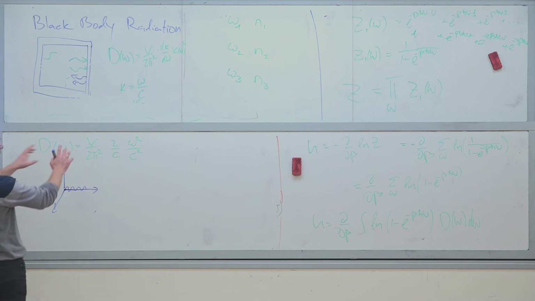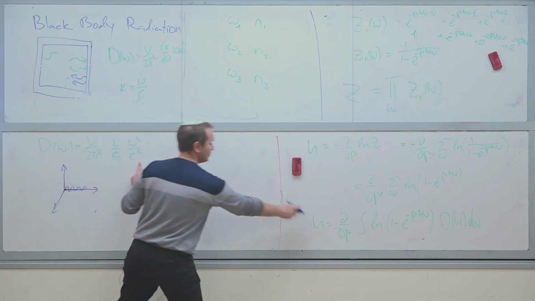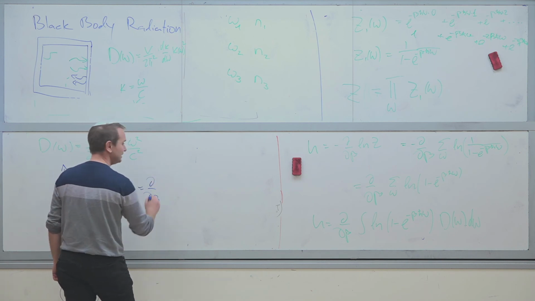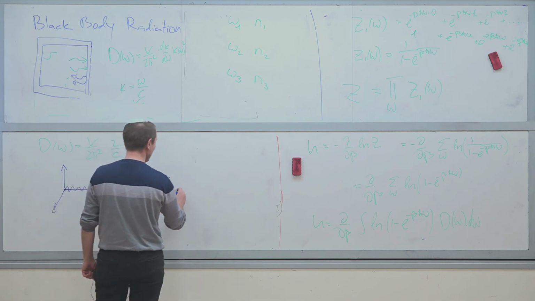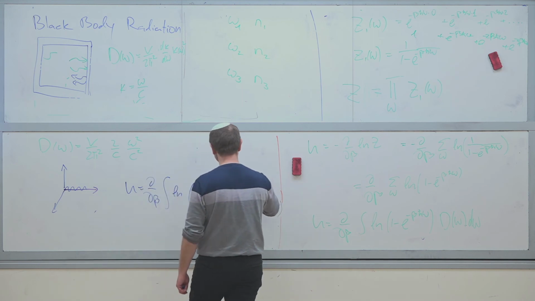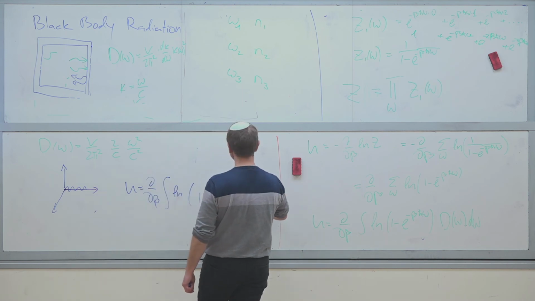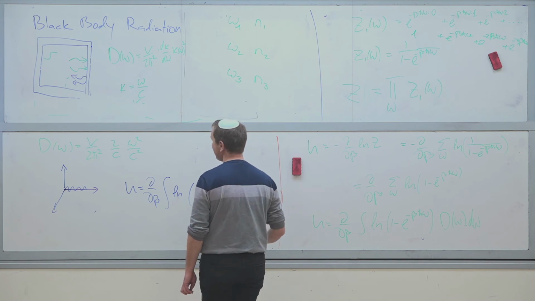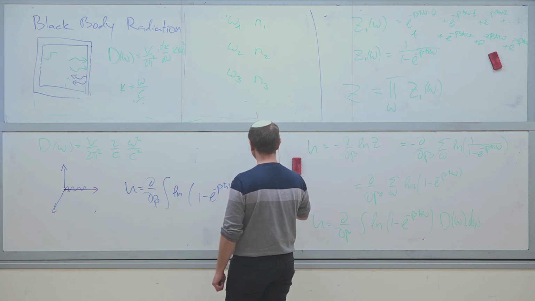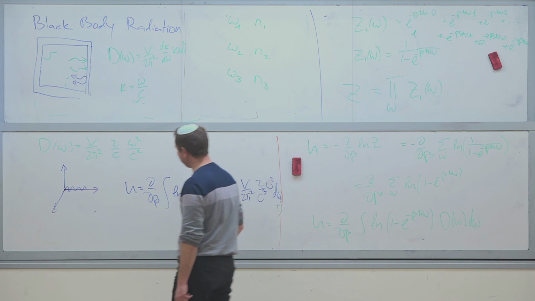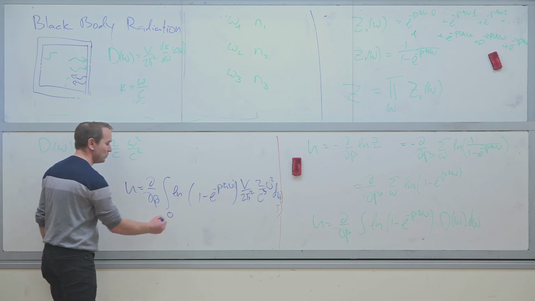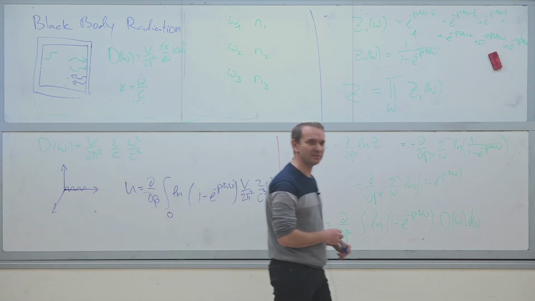All right, so we're here. We can put this inside, and we have that U equals d/dβ of an integral of a log of 1 minus e to the minus β ħω, and here we have V divided by 2π², 2 over c cubed, ω² dω. And now let's go to the limits of our integration. It obviously starts from 0. We do not have negative frequencies; they are all positive.